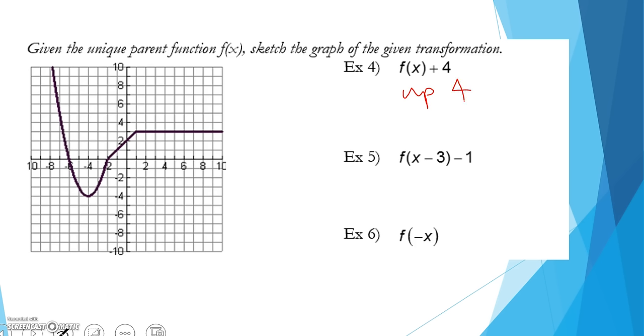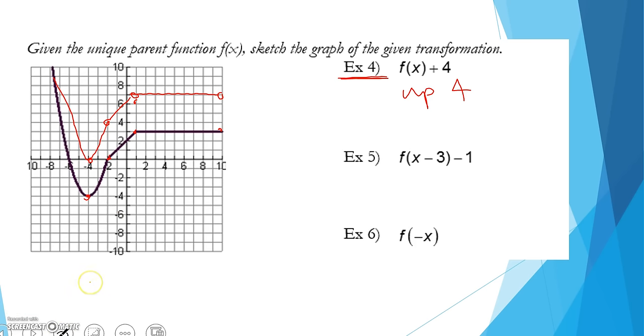How you want to do that, and I'm going to do this one in red, is I'm going to just pick a few key points, like here. And I'm going to move each of those points up 4. So move that up 4, move that up 4, I'm going to move that up 4, and this one up 4. And then I'm just going to reconnect these in a manner that it looks like my original graph.